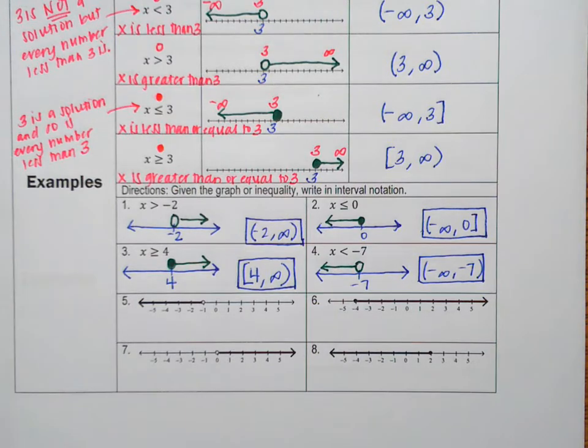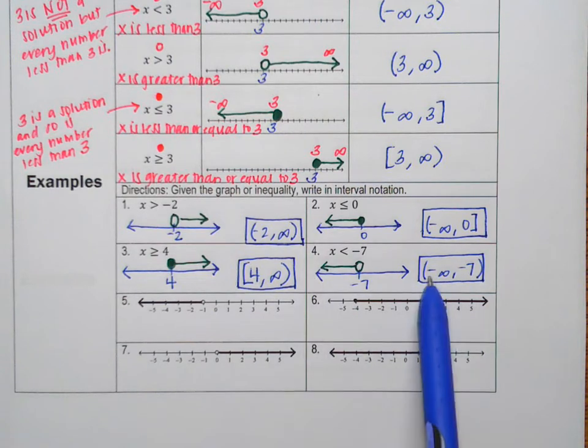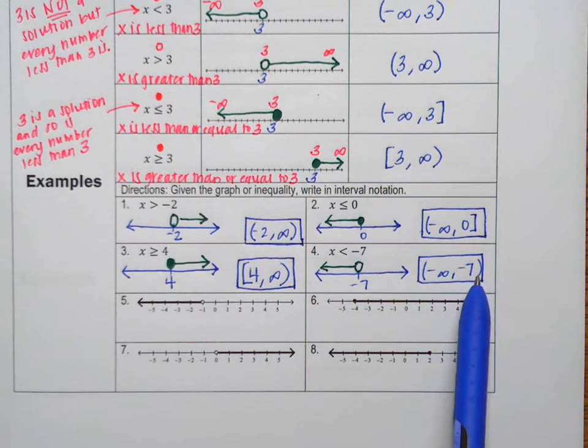So in interval notation, it's going in the negative direction forever. So -infinity ends at -7. Parentheses always on infinity, and parentheses on -7 because it's an open circle.